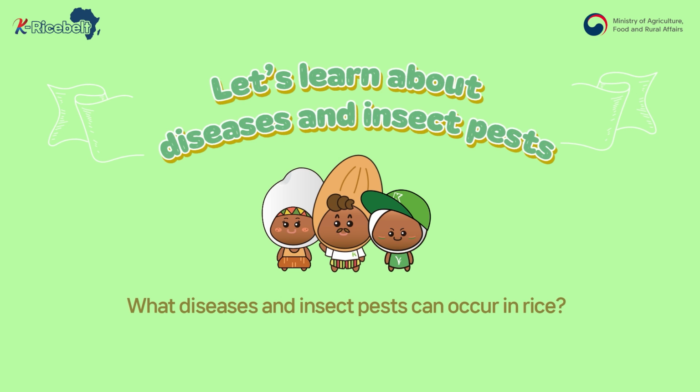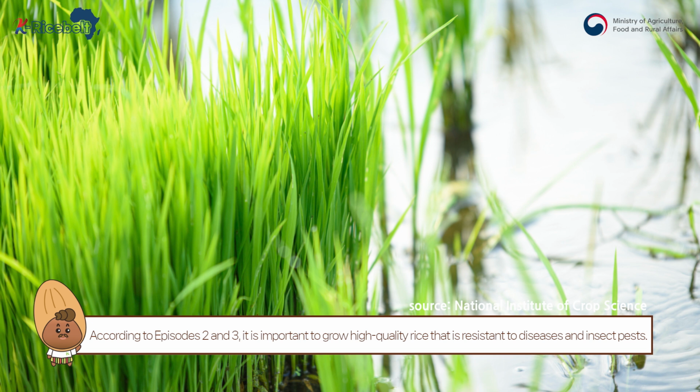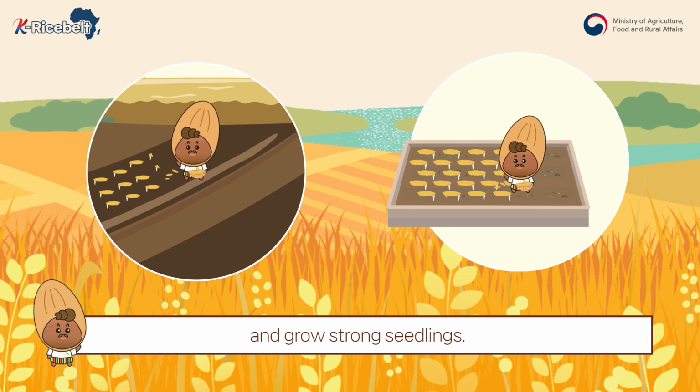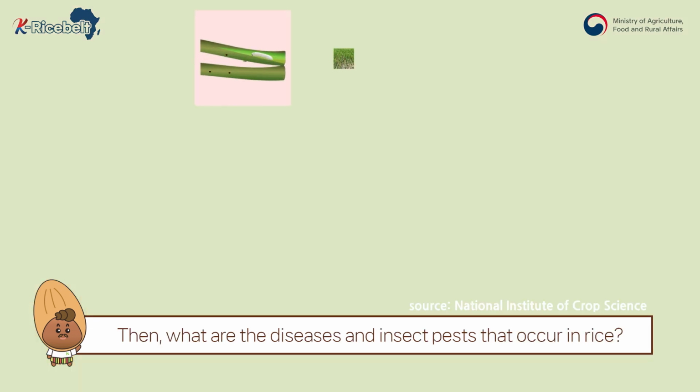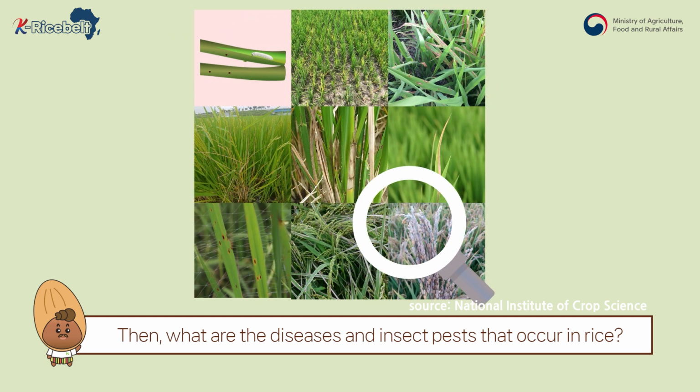Let's learn about diseases and insect pests. If there is a disease, we cannot harvest a large amount of good rice. According to episodes 2 and 3, it is important to grow high-quality rice that is resistant to diseases and insect pests. For this, it is important to prepare high-quality rice seeds and grow strong seedlings. Then, what are the diseases and insect pests that occur in rice?